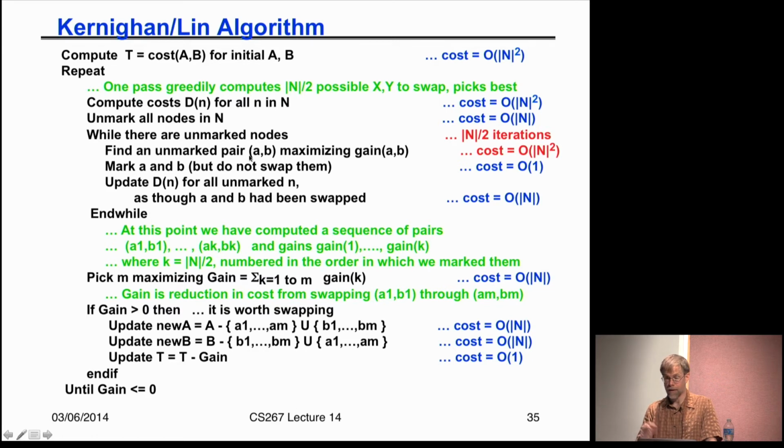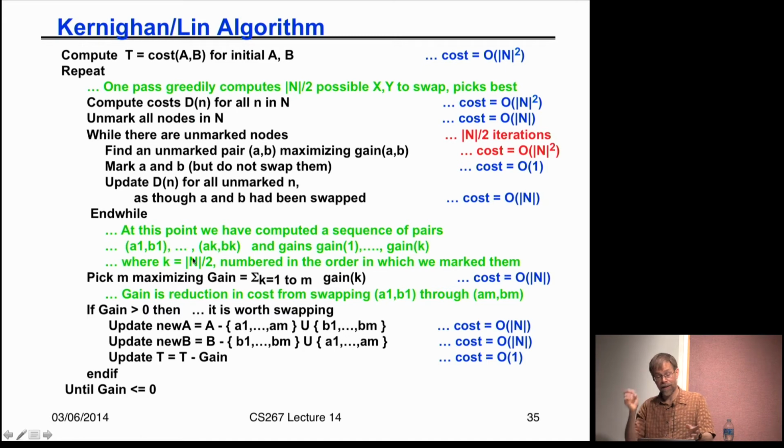So I'm just going to take all possible pairs. I'll take the first pair, then the second pair, then the third pair. I'm going to just take all the different possible pairs as though I had already swapped the previous ones. Okay? So at this point, I have a sequence of pairs, swapping A1 and B1, swapping A2 and B2, and I have gains for them, and they're numbered in the order in which I mark them.